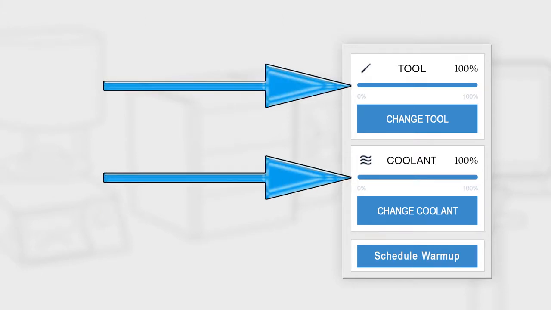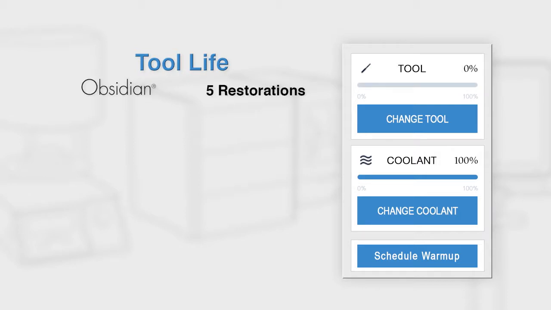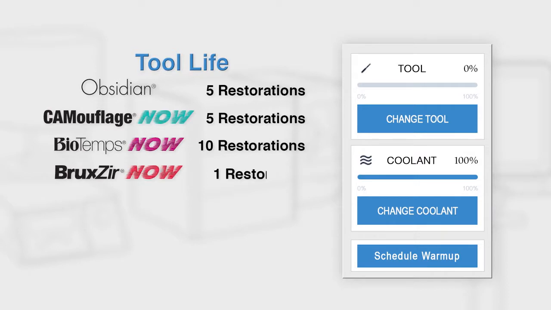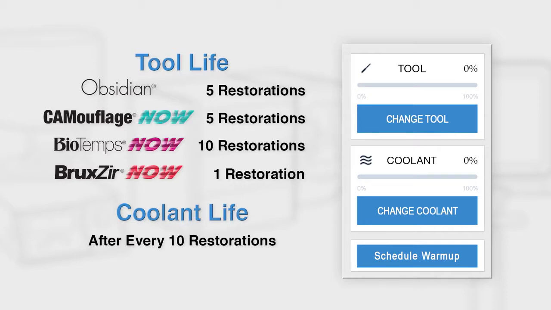The life bar starts at 100%, indicating that the tool or coolant are ready for use. Once the tool or coolant are completely consumed, they will display 0%. The tool life bar starts with a 100% mark and displays 0% after approximately every 5 restorations of Obsidian Classic and Camouflage Now, after the 10th restoration for Biotemps Now, and after every restoration for Bruxer Now. The coolant life bar displays a 0% mark for approximately every 10 restorations.